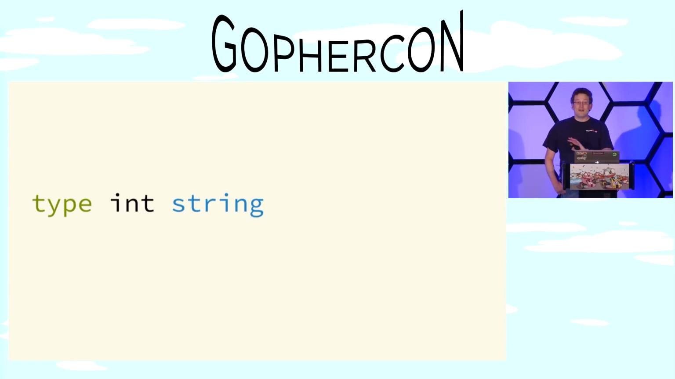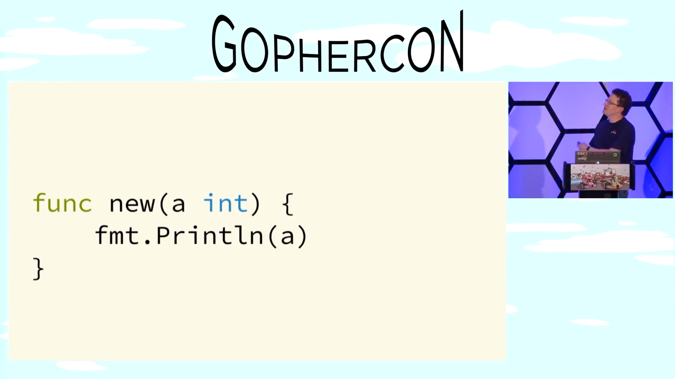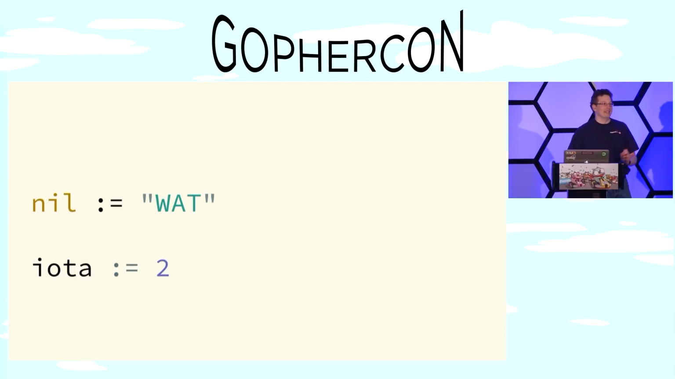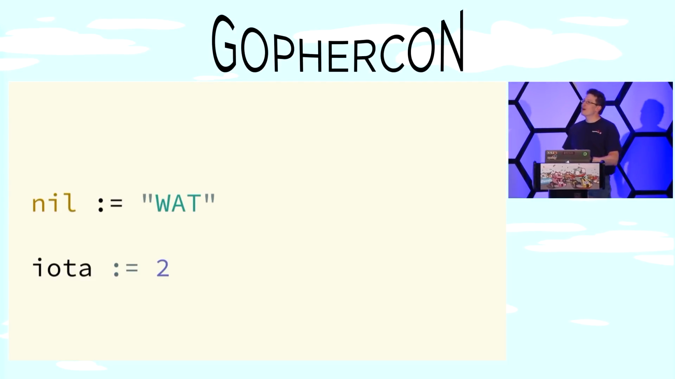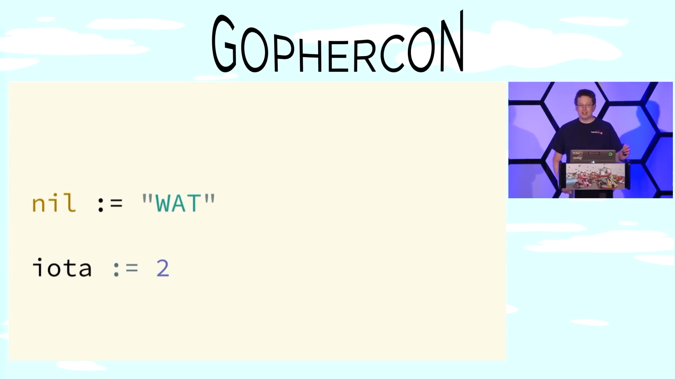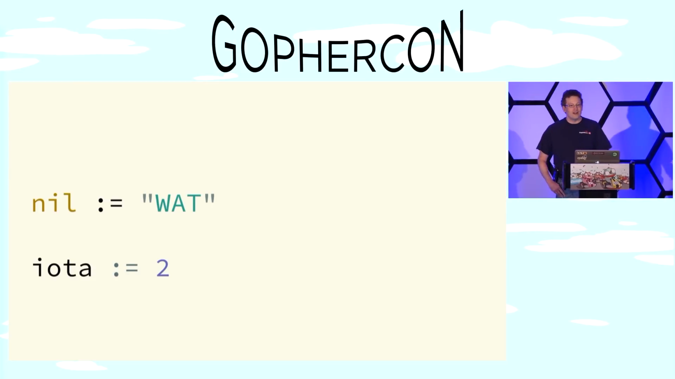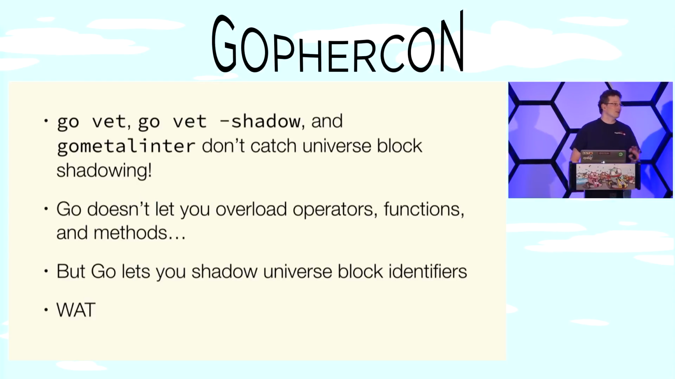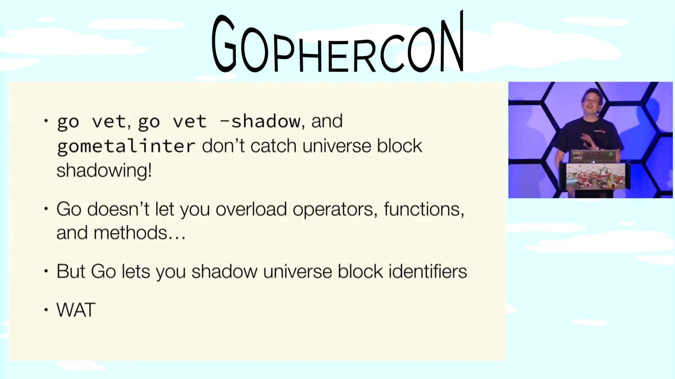So shadowing universe block identifiers lets you do all sorts of interesting things. You can make int into a string. You can make a function called new that doesn't instantiate pointers. You can even redefine what nil and iota mean. And everything else in the same scope as your shadow declaration sees your declaration. If you add a package level variable or type declaration that shadows a universe block identifier, everything else in that package, even in other files, is going to see your shadow declaration. So this is terrible, right? Anyone disagree? Go vet -shadow, go metalinter, none of them actually catch this.